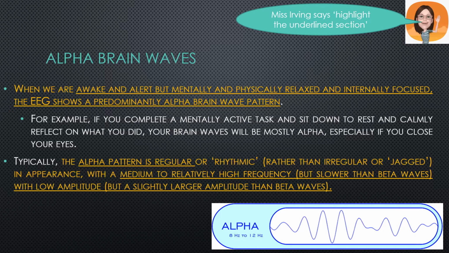So alpha brainwaves are when we are awake and alert, but mentally and physically relaxed and internally focused. The EEG shows a predominantly alpha brainwave pattern when you are calm, when you are at home relaxing, and some argue that this is a more conducive environment to actually learning.